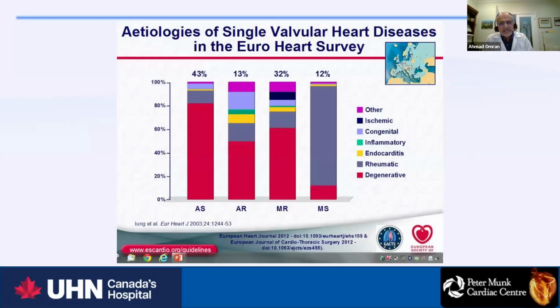So this is the European survey. We don't have an American survey about the incidence of valvular heart disease, but this European survey was done in 5,000 people who had a murmur, and they did an echo and found the most common valvular heart disease was AS, 43%, and then AI, 13%, MR, and MS. So today we are talking about the aortic valve, so AS and AR, both of them.